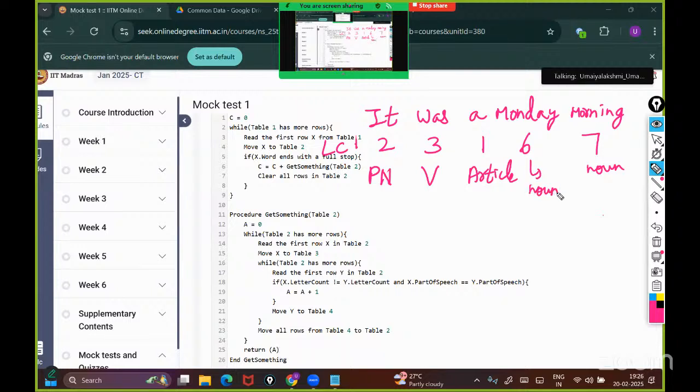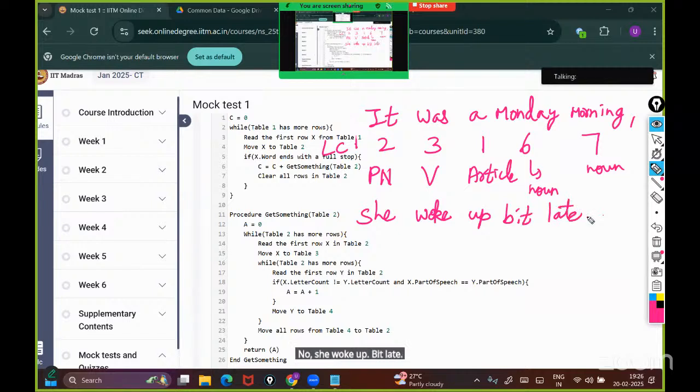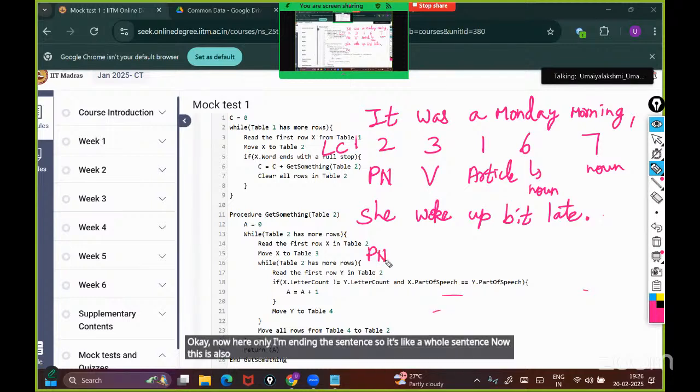Okay, so let's say Monday morning, she woke up a bit late. Now here only I'm ending the sentence, so it's a whole sentence. Now this is also a pronoun, right? Its letter count is 3. Woke is a verb with letter count 4.